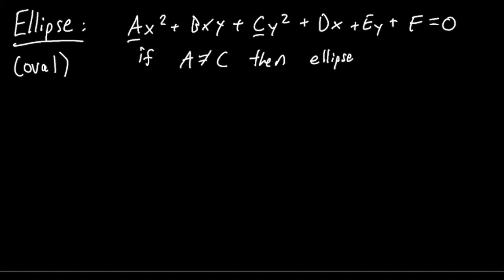So an example of an equation of an ellipse would be 9x squared plus 25y squared equals 225. So here we can see 9 and 25 are not the same, not equal. So this will be not a circle, but an ellipse.